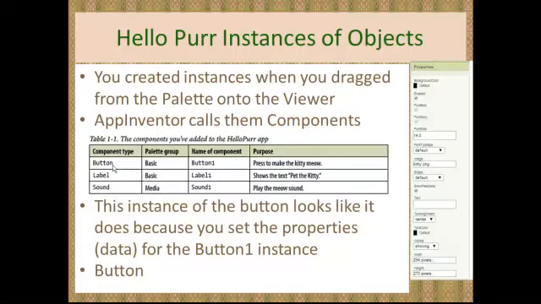Okay, so let's look at what we did in App Inventor with Hello Per. You created instances of objects when you dragged, say, the label or the button from the palette to the viewer. App Inventor is calling those objects components. Okay, so here are 3 components that you use. They are actually objects. You did not write the code, but you are very aware that there is code somewhere written for sound. I like that I don't have to write the code. All I have to do is use that class as a blueprint to create my own sound object.